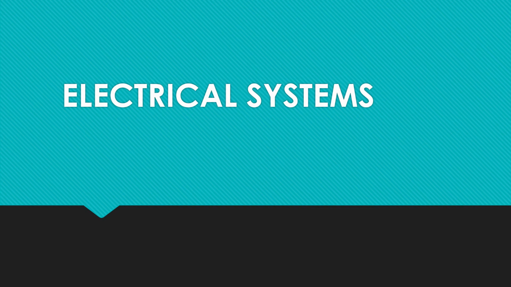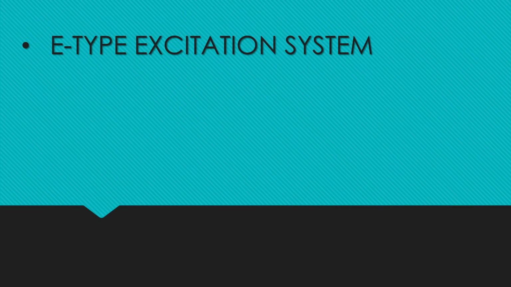Hello everyone. Here we are going to discuss the various types of electrical systems in Alco type diesel locomotives. Now coming to our first topic, that is E-type excitation system.